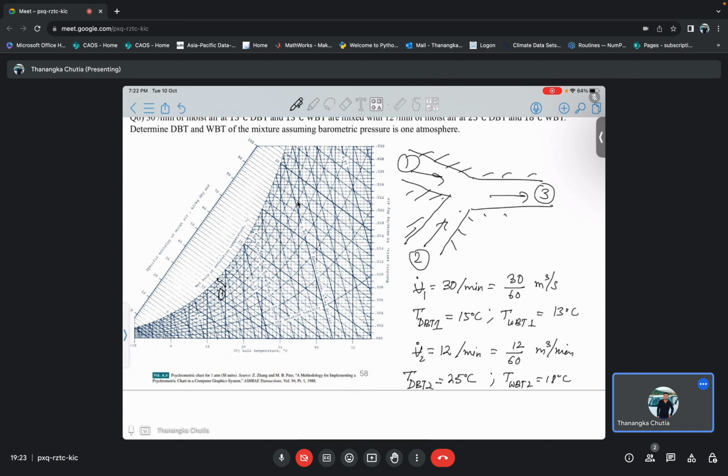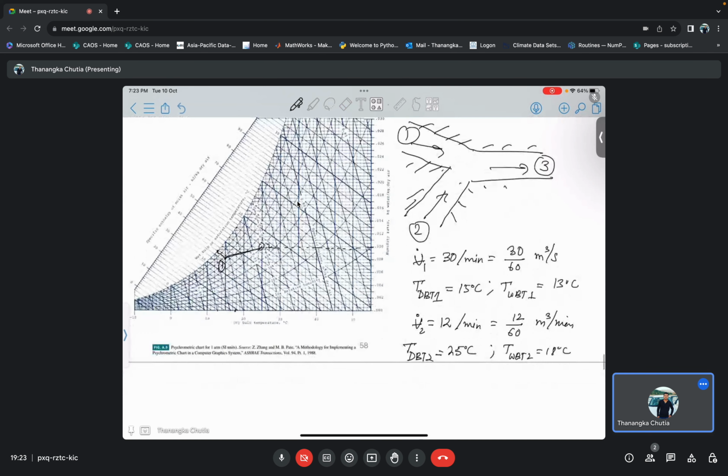Similarly, this is your 18 degrees Celsius, and from 18 degrees Celsius you will draw the line to that 25 degrees Celsius. So this will be your point number 2. Okay, so this is the line. Now from here we can get W1 and W2.